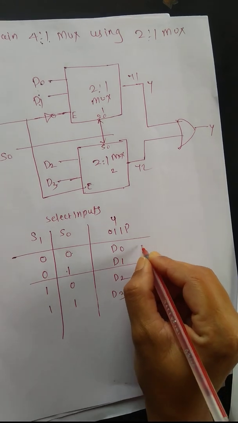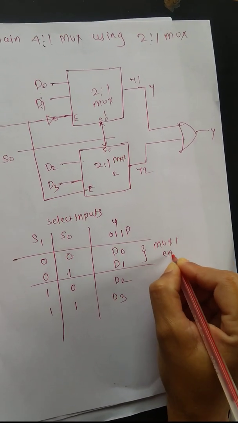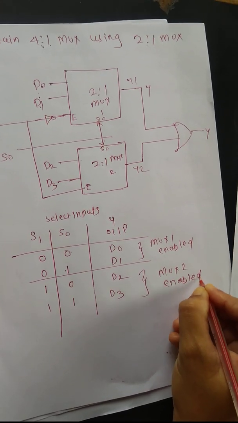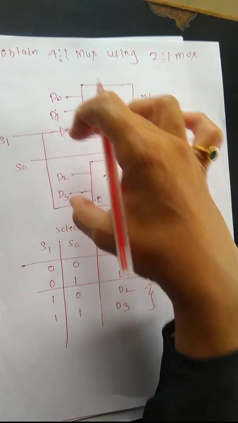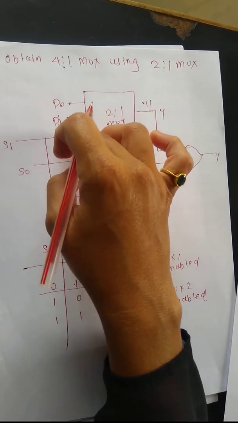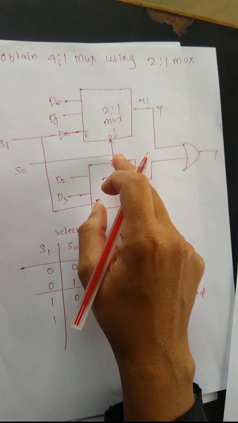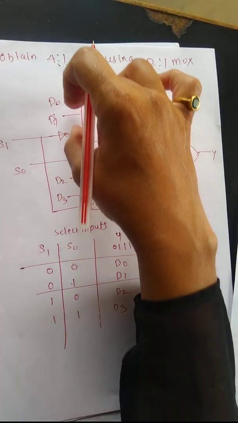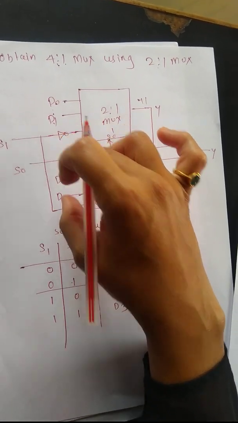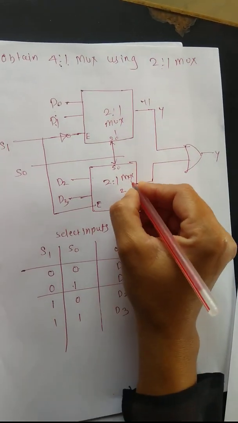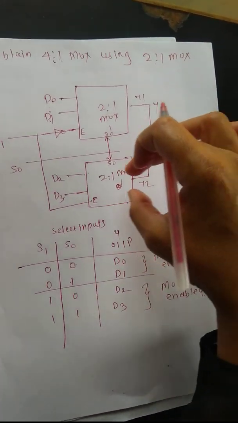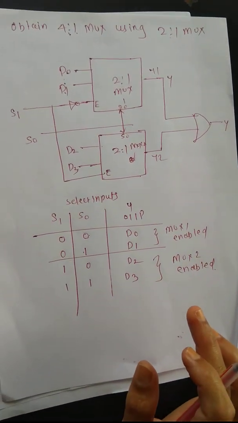Here mux 1 is enabled, and here the second mux is enabled, because between the two multiplexers for cascading purpose we connect the enable input with a NOT gate in between, for enabling one multiplexer at a time. These inputs are for multiplexer 1, and that output is routed, so mux 1 is enabled. D2, D3 are the inputs for the second 2:1 multiplexer, and that output is routed as D2 and D3, so mux 2 is enabled for this. This is the multiplexer tree.